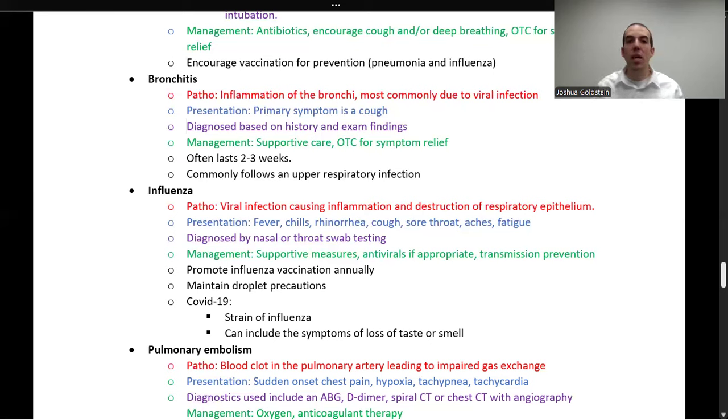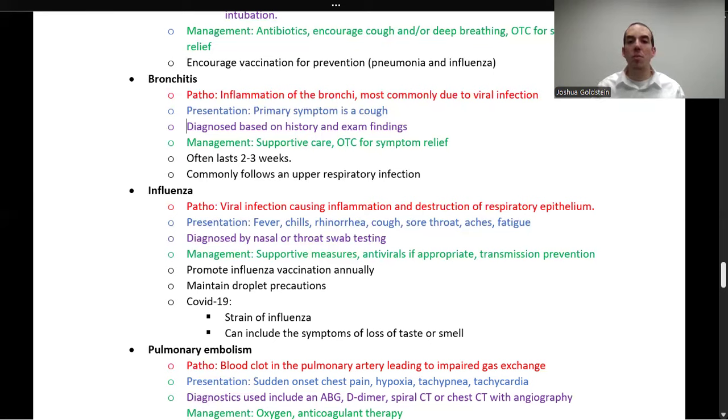Next, we have influenza. The pathophysiology over here is that it's a viral infection caused by inflammation and destruction of the respiratory epithelium. So this is influenza. This is the flu that we're very familiar with. COVID-19 is a version of the influenza. The presentation is fever, chills, runny nose, cough, sore throat, aches, fatigue, some or all of those. This is diagnosed stereotypically with nasal or throat swab testing, which is very widely available.